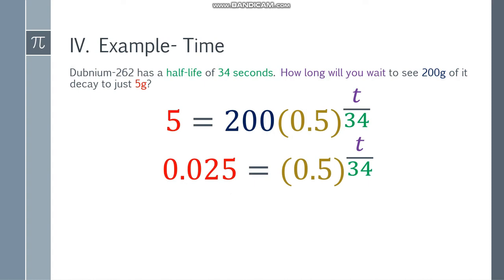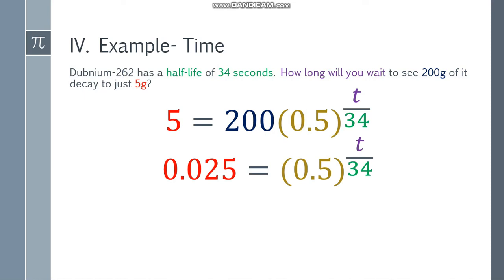Now, how are we going to find the value of T? We have to use the properties of logarithms. And again, I have a video on how to solve logarithmic equations using the properties of logarithms. It will be in the description box below.